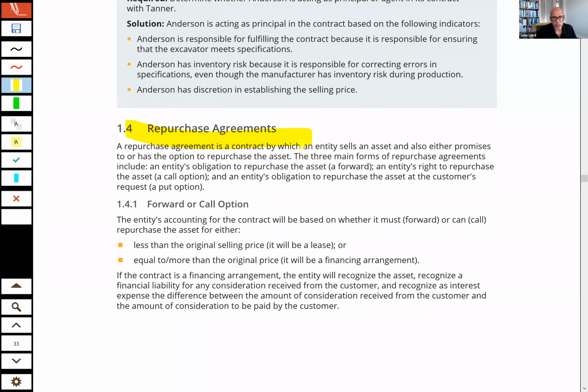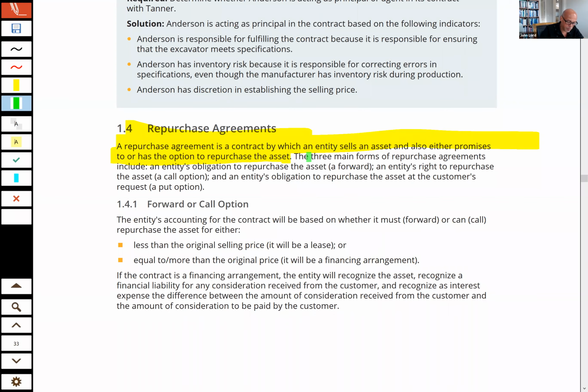Okay. But essentially, what I have is a product and I sell it to my customer. And then there's some kind of an agreement that will either require me to repurchase that or give me the opportunity to repurchase it, or maybe allow the customer to make that decision at some point in time down the road. So a repurchase agreement is a contract by which the entity sells an asset and promises or has the option to repurchase the asset.